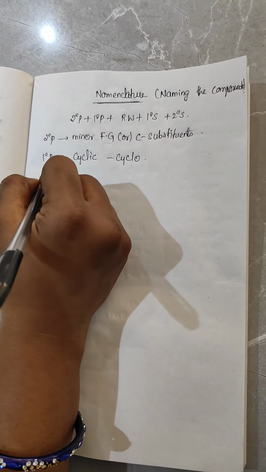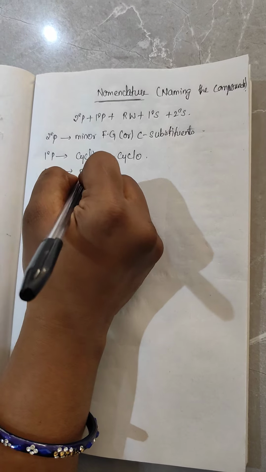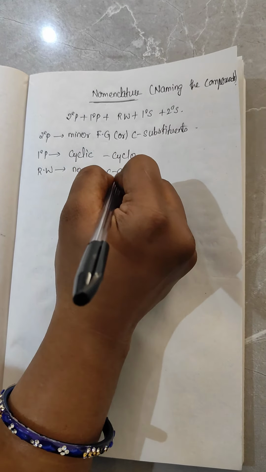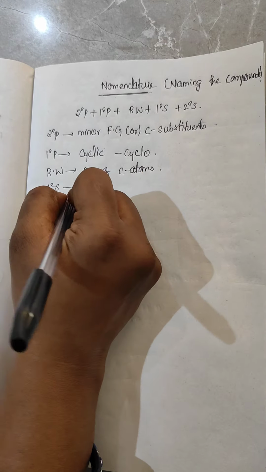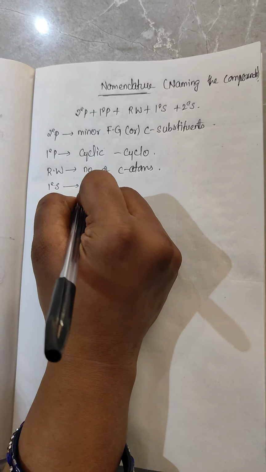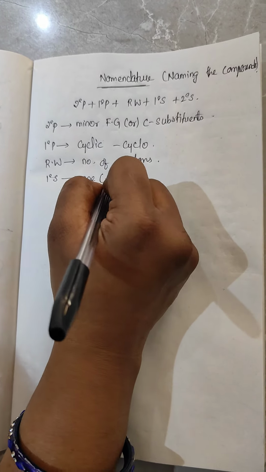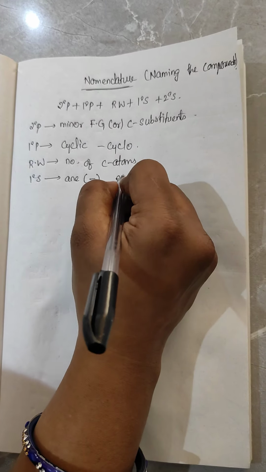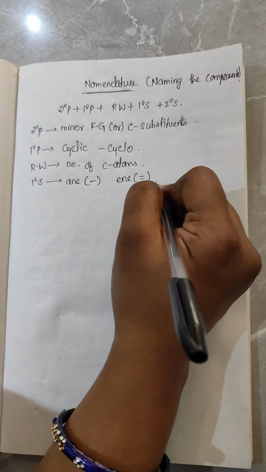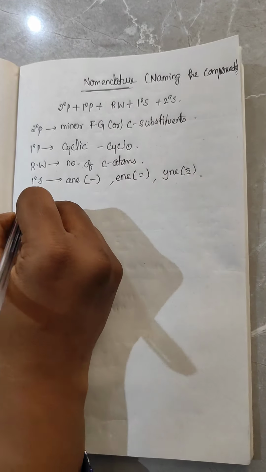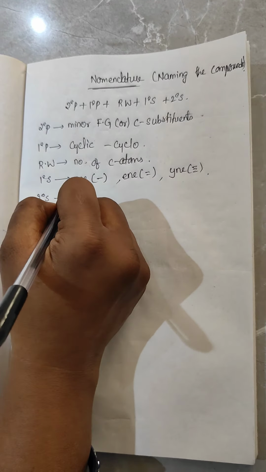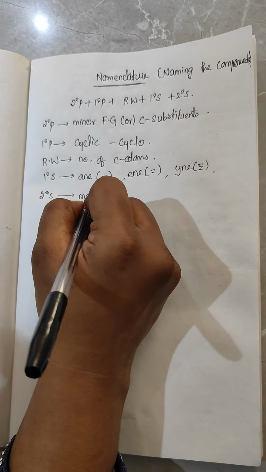A root word will be indicating the number of carbon atoms, and primary suffix will explain to us about the particular ane, ene, ine. If it is ane, then you will get a single bond. If it is ene, then you will be getting a double bond. If it is ine, you will be writing it as a triple bond. And secondary suffix is given as the major functional group.